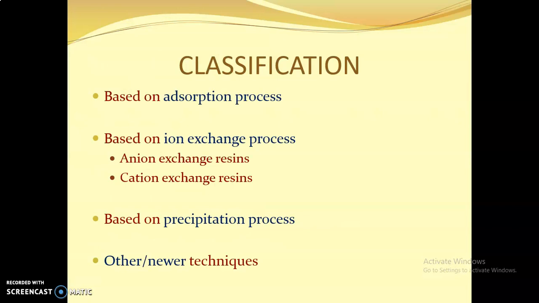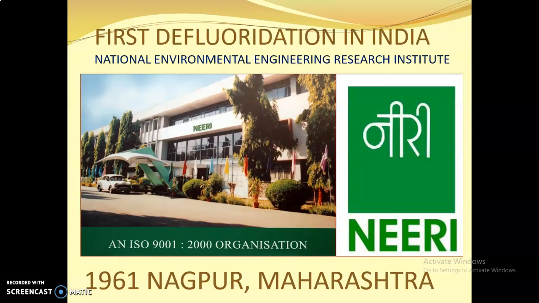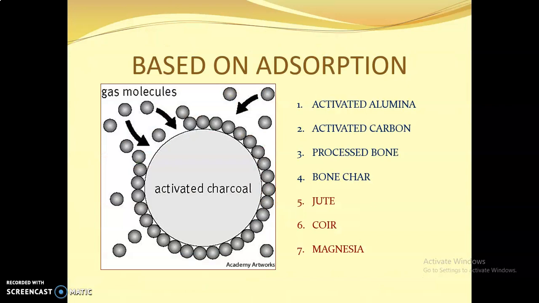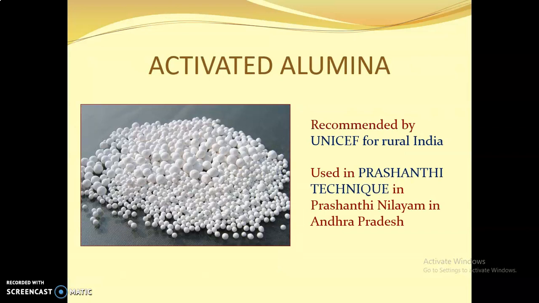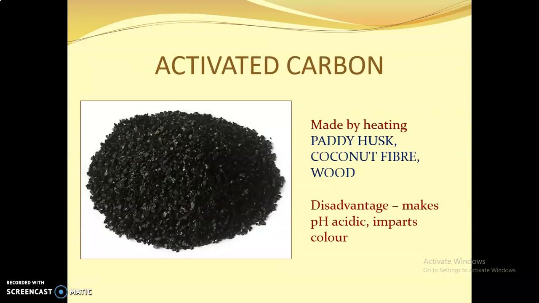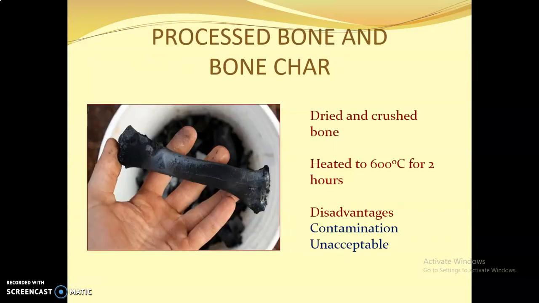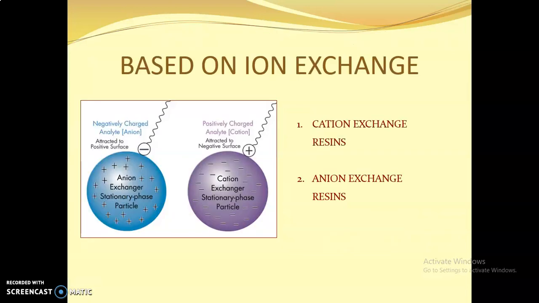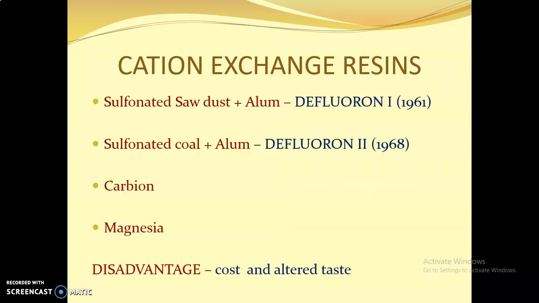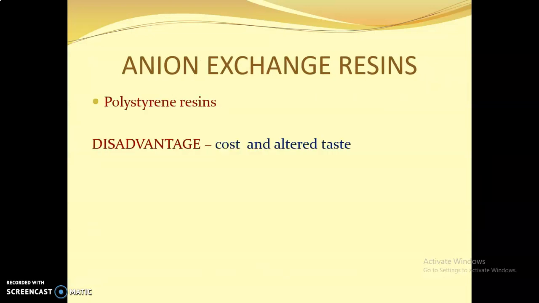how are the defluoridation techniques classified, that is based on adsorption, based on ion exchange, and based on precipitation and other newer techniques. And where was the first defluoridation conducted in India, and a few substances that can be used based on adsorption process, including activated alumina, activated carbon, and process bone and bore jar a bit in detail. Then based on ion exchange, we have the cation exchange resin and anion exchange resin. So what are the cation exchange resins and what are the anion exchange resins? This is where we stopped in the last class.